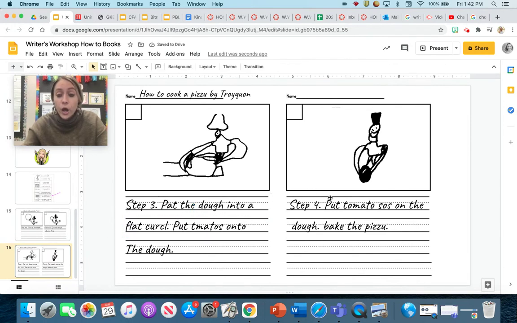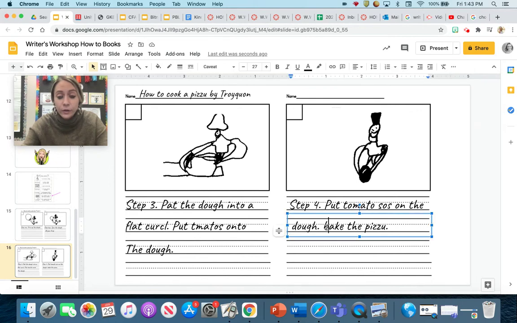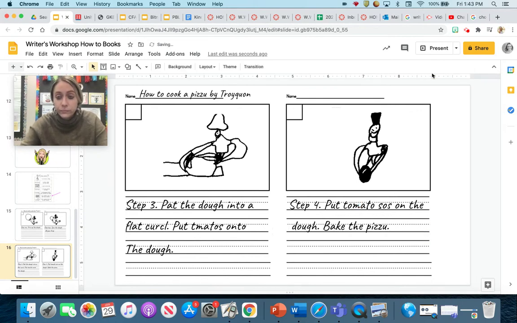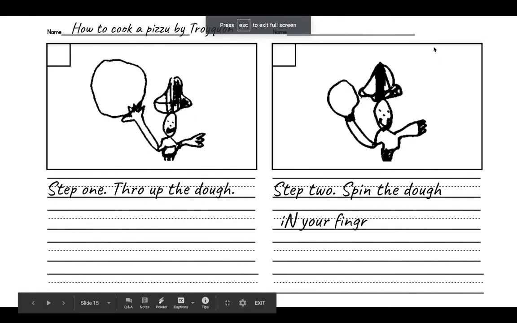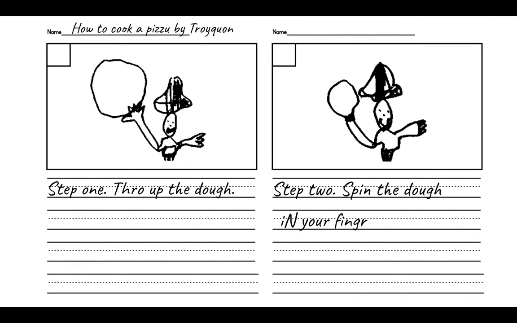Step 4, put tomato sauce on the dough. That looks good. And then bake the pizza. You'll notice right after this period, he didn't do a capital letter, so we need to fix that for him. Take a look at the next 2 pages and make sure we've fixed all of the capital letters.